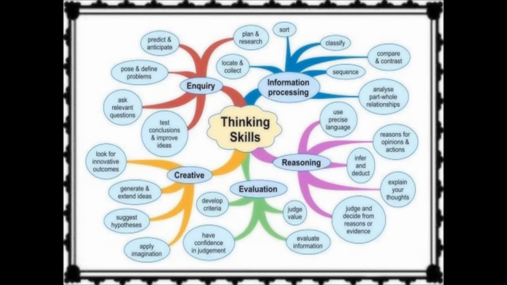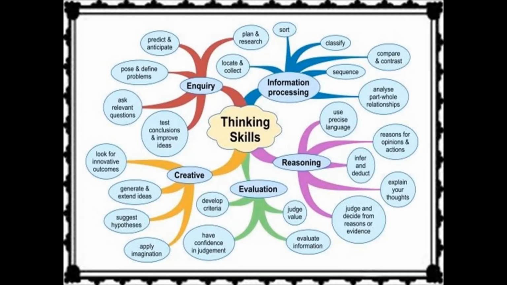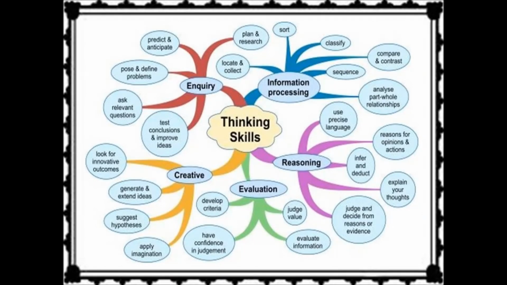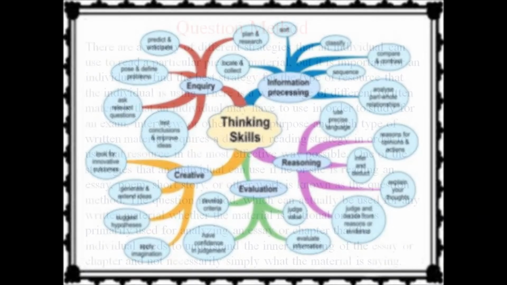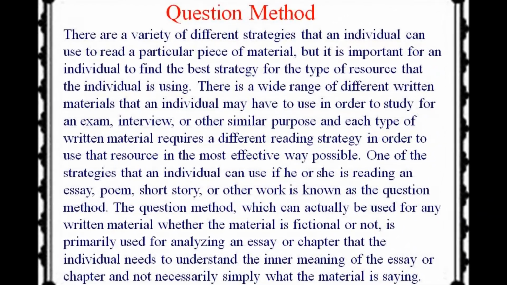One of the strategies that an individual can use if he or she is reading a novel, short story, or other work of fiction is known as element mapping. Element mapping is primarily used when an individual needs to break down a work of fiction into its component parts, especially if the individual is preparing to write a book report or study for a literature exam, or this can be used even for dance. The next reading strategy is the question method.